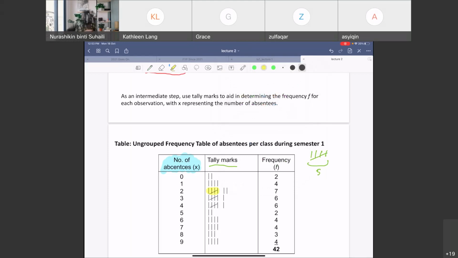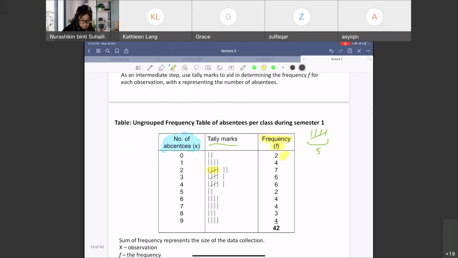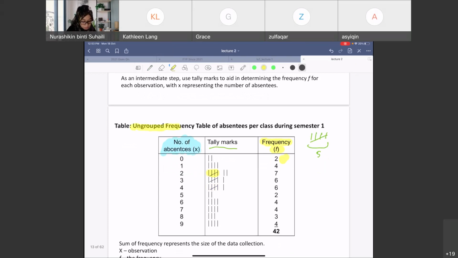Okay, so this one. You have to know that this is one of the ways. It's called tally marks. In a more systematic way, we have frequency. We create another column and name it frequency, or F. You mention the numbers, the frequency, the number 2, 4, and so on. This kind of table, we call an ungrouped frequency table.